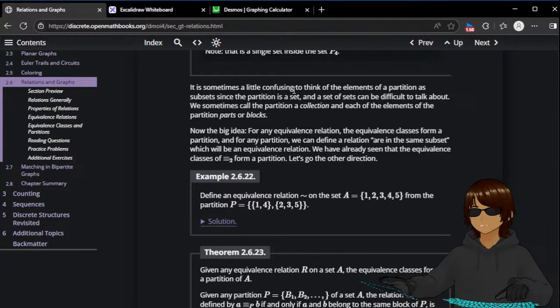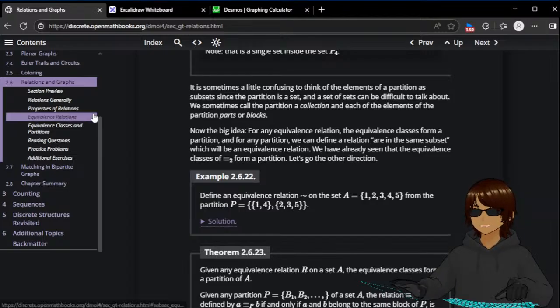It is sometimes a little confusing to think of elements of a partition as subsets since the partition is a set. A set of sets can be difficult to talk about. We will call the partition a collection. We sometimes call a partition a collection and each element of the partition, parts or blocks. Now the big idea: for any equivalence relation, the equivalence classes form a partition.